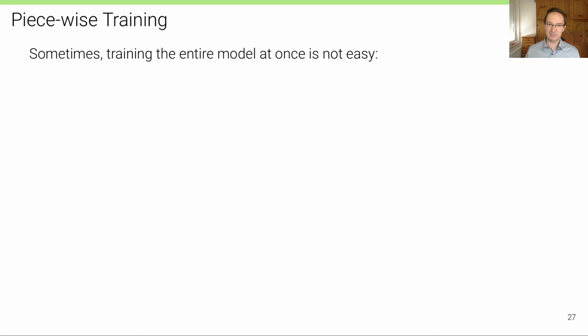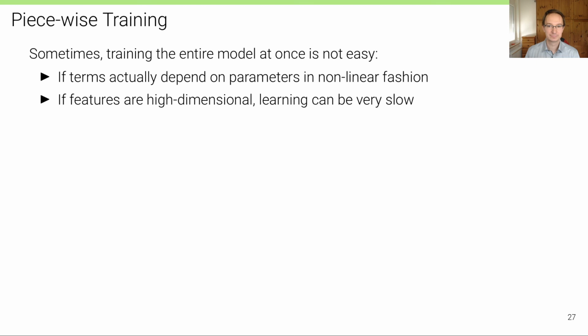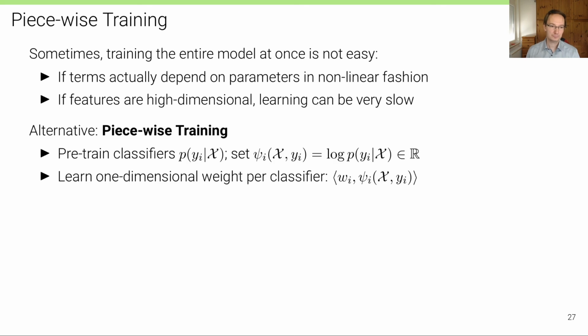However, sometimes training this entire model is not easy because of the feature dimensionality. So, for example, often it's not so easy to specify features or terms where the parameters are linear in the features. And therefore, we often need very high-dimensional parameter feature vectors. And if we have high-dimensional feature vectors, learning can be very slow.